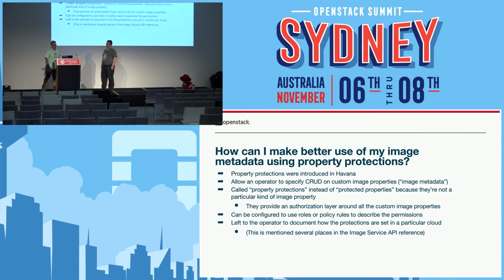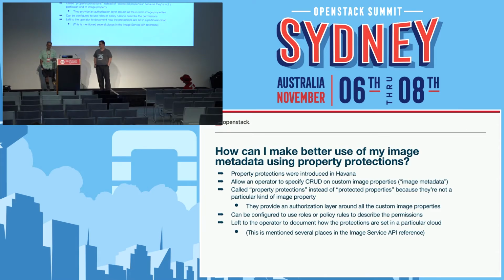At this point, they're called property protections instead of protected properties, because it's not a particular kind of image property. These just apply to any of the custom image properties. It's like a layer of authorization around the custom image properties. And in the configuration, you can either use just a list of roles that people have to have in order to do this operation, or you can use policy rules to do something quite complex to specify who has access to the particular properties.